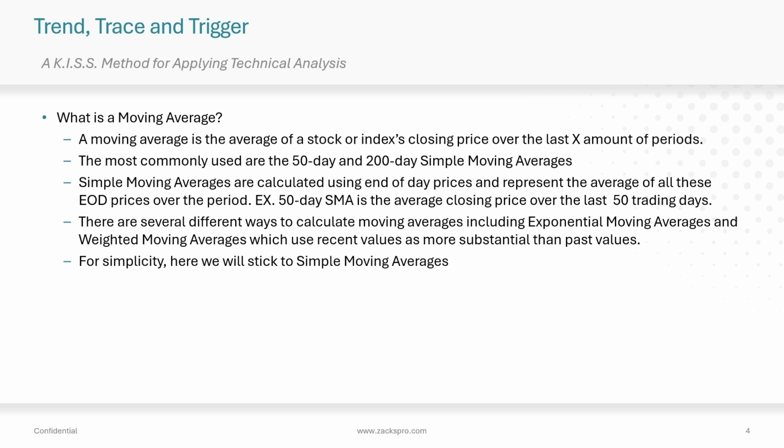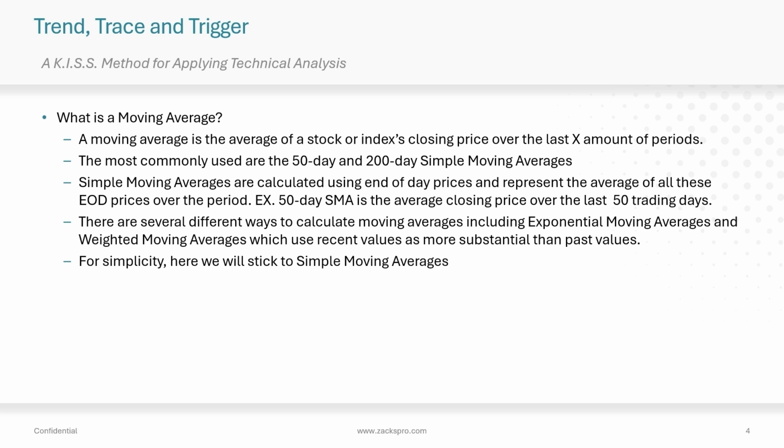So what is a moving average? Well, a moving average is the average of a stock or an index closing price over the last X amount of periods. And I say that explicitly because people will apply a moving average to their intraday charts. Let's say it's a 5-minute chart. And then if you put a 50, quote unquote, a 50-day SMA over a 5-minute chart, you're not looking back 50 days. You're looking back the 50 periods. So that's 50 5-minute periods. You're looking 250 minutes, right?